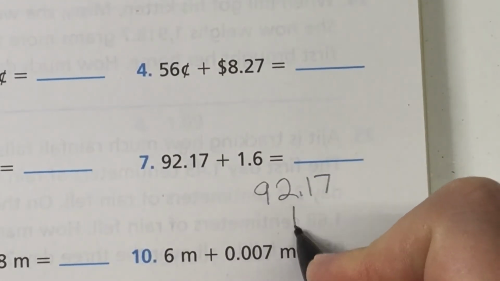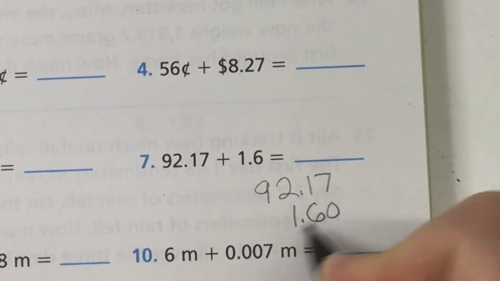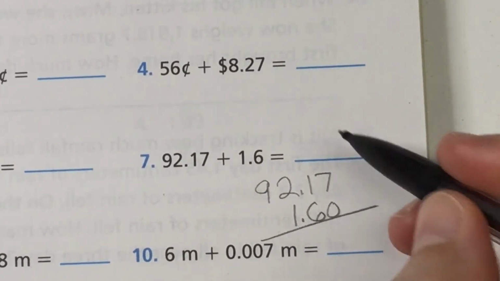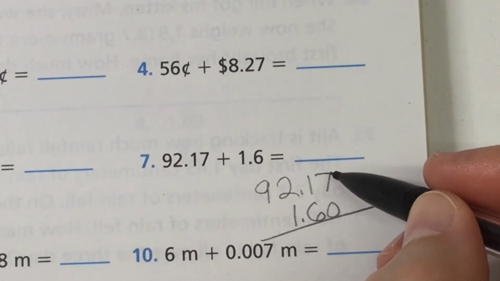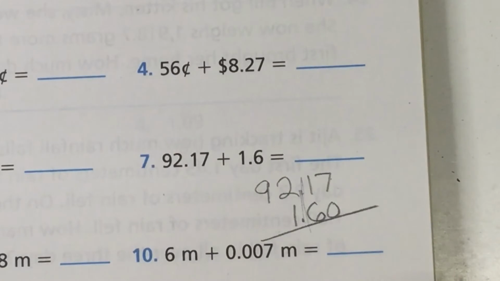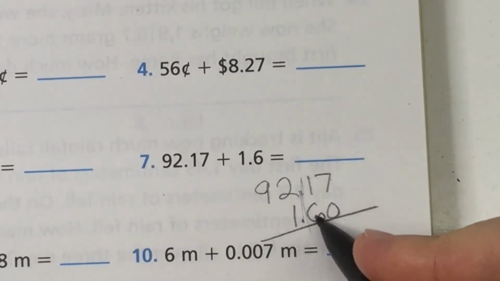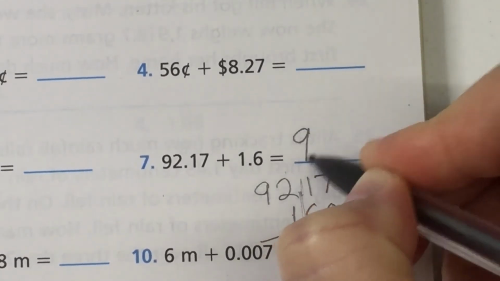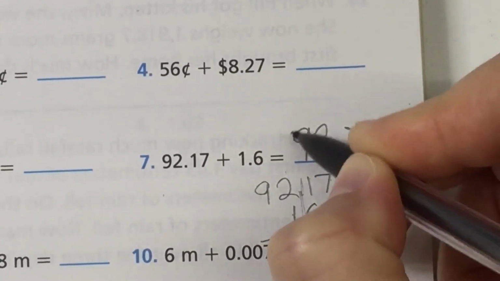If you know me, I am always a fan of lining things up and filling them out and figuring them out. Don't be scared to write. It's going to help you so much. So there, my decimal points are lined up. 7 plus 0, I'm going to write my answer down here, is 7. 6 plus 1 is 7. Get my decimal point. 2 plus 1 is 3. And 9 plus 0 is 9. So now I've got $93.77.